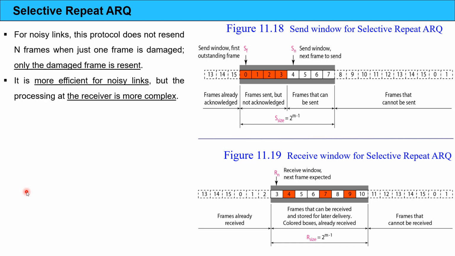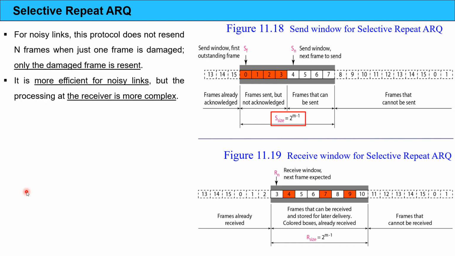And receive multiple frames, and at the same time, I have to respect the order. Okay, so first, it is efficient for a noisy channel because only the error frame or a damaged frame is resent, but the receiver is a little bit complex. The third change here is the size of the send window and receive window. So the size of the send window now is 2 to the power m minus 1, and the receiver window is the same size, 2 to the power m minus 1.